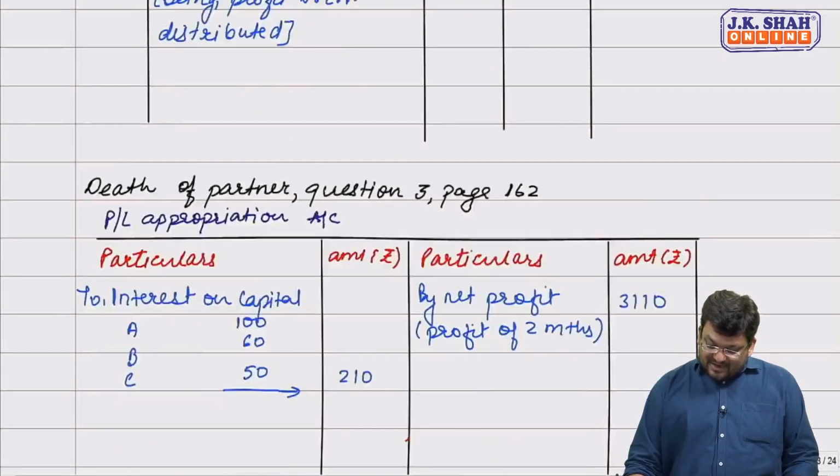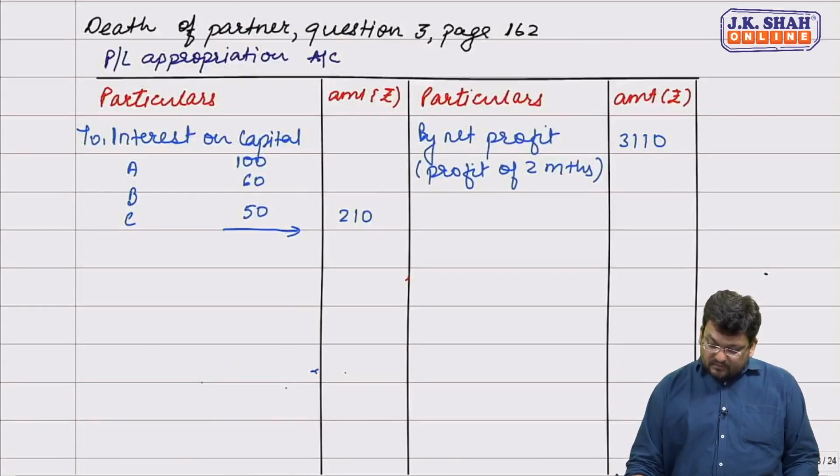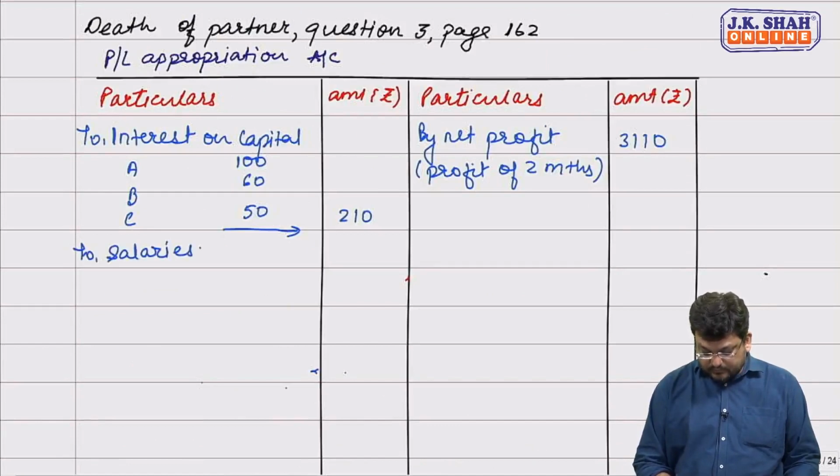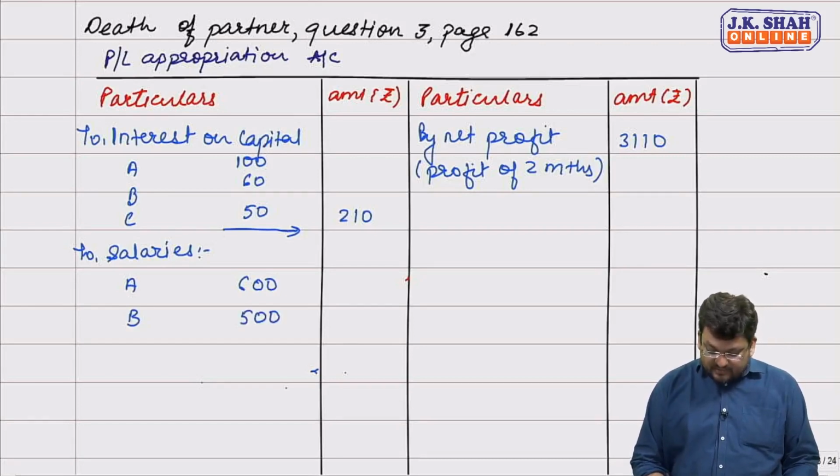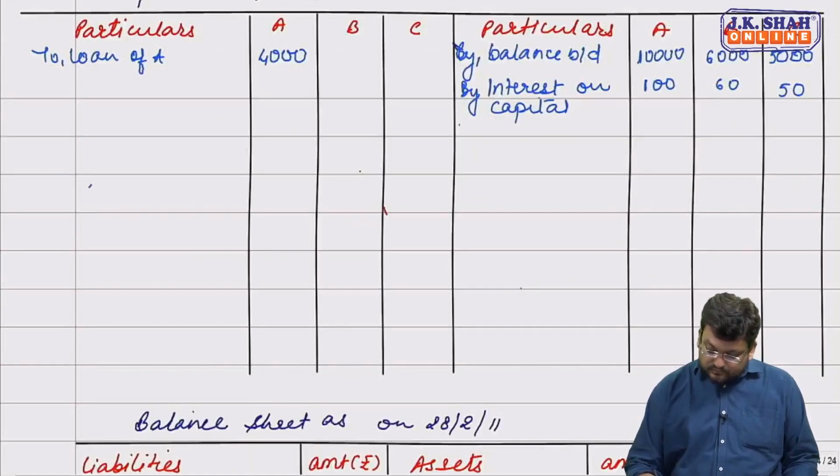They are also to be given salary as partners. A is to be given salary of 300 per month. So here we need to give salary for 2 months, Jan and Feb. B is to be given salary of 250 per month. So for 2 months it will be 500. Total salary payable is 1100. Salary will also be credited to their capitals.